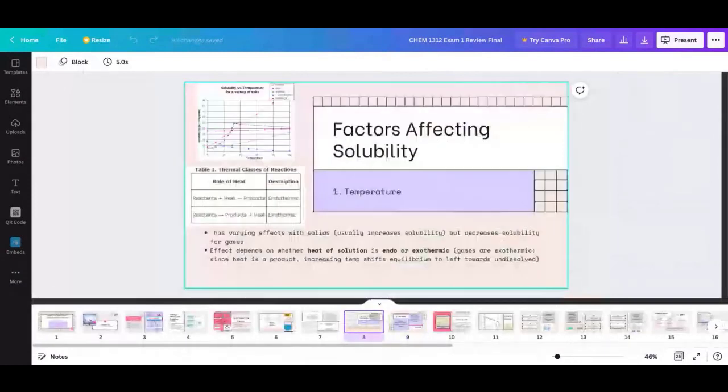Okay, so let's talk about the factors affecting solubility. Can you all see my screen, by the way? Just double check. Yes, okay, cool. Thank you all.